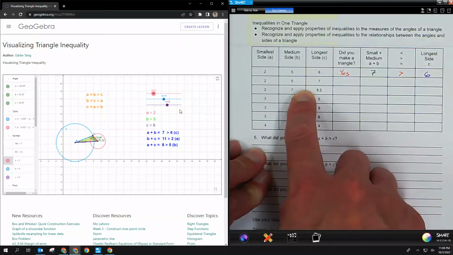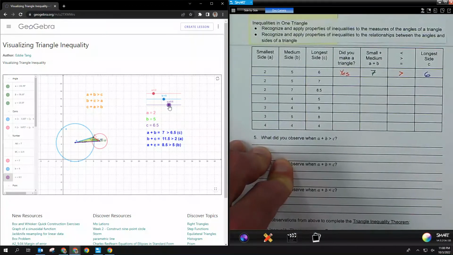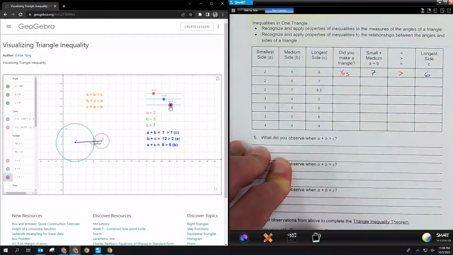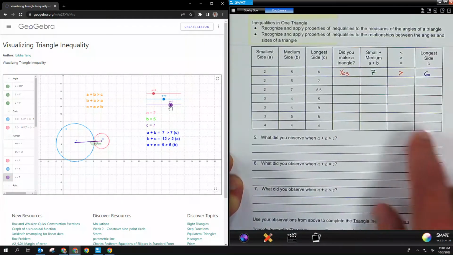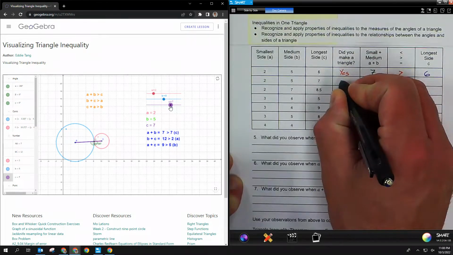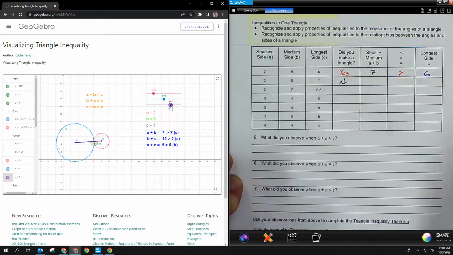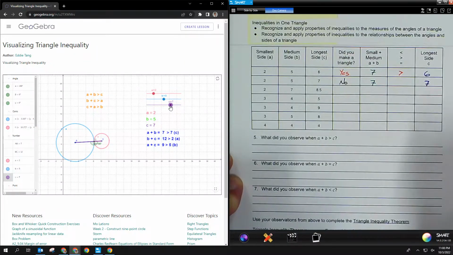Next, we want to leave the first two sides alone, and we want to change the longest side to 7. So I'm going to use my purple slide bar there. And does it make a triangle? In this case, no, it doesn't make a triangle. What does it make? It makes line segment AB with point C on line segment AB. So does this make a triangle? The answer is no. 2 plus 5 is still 7. The largest side is now 7. And 7 is equal to 7.